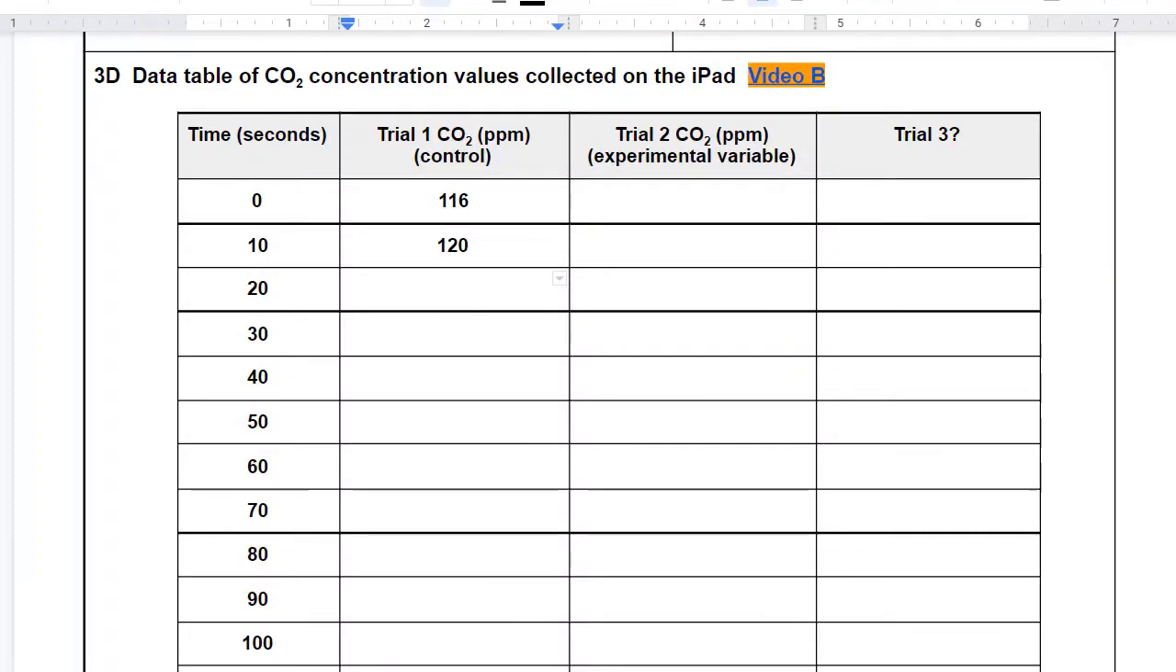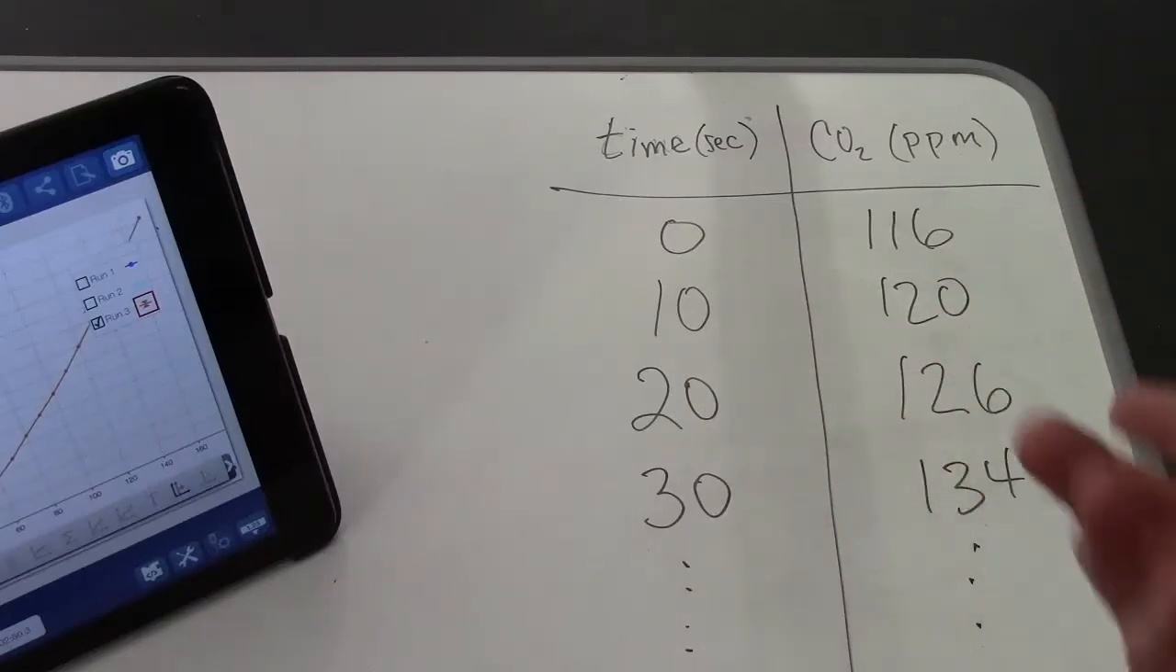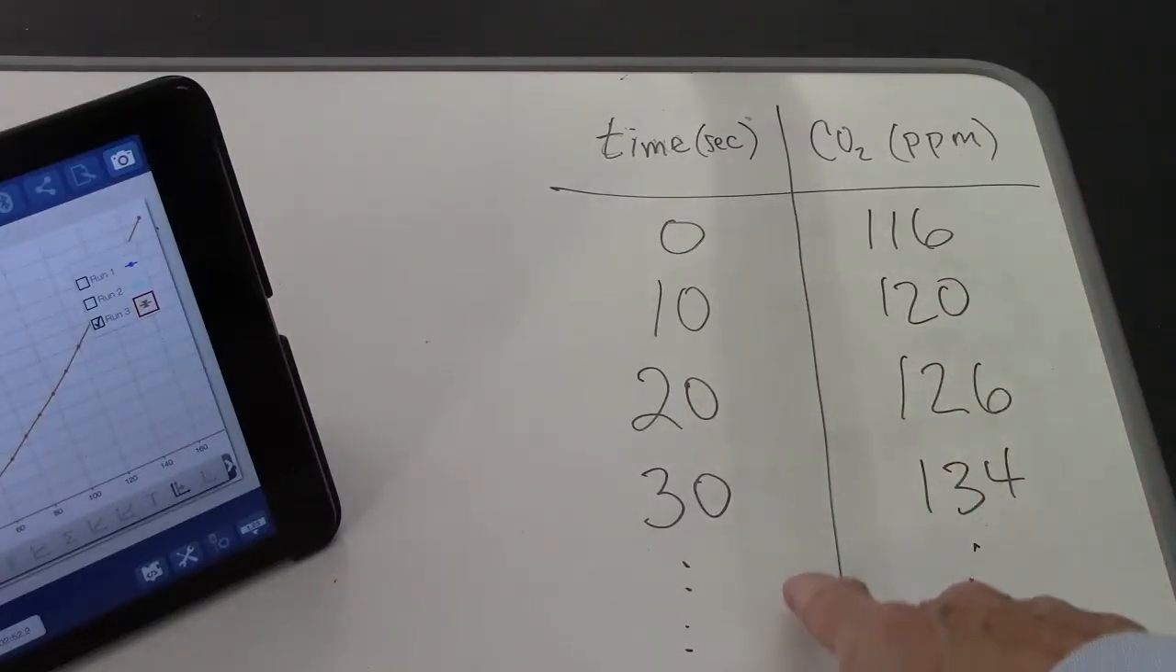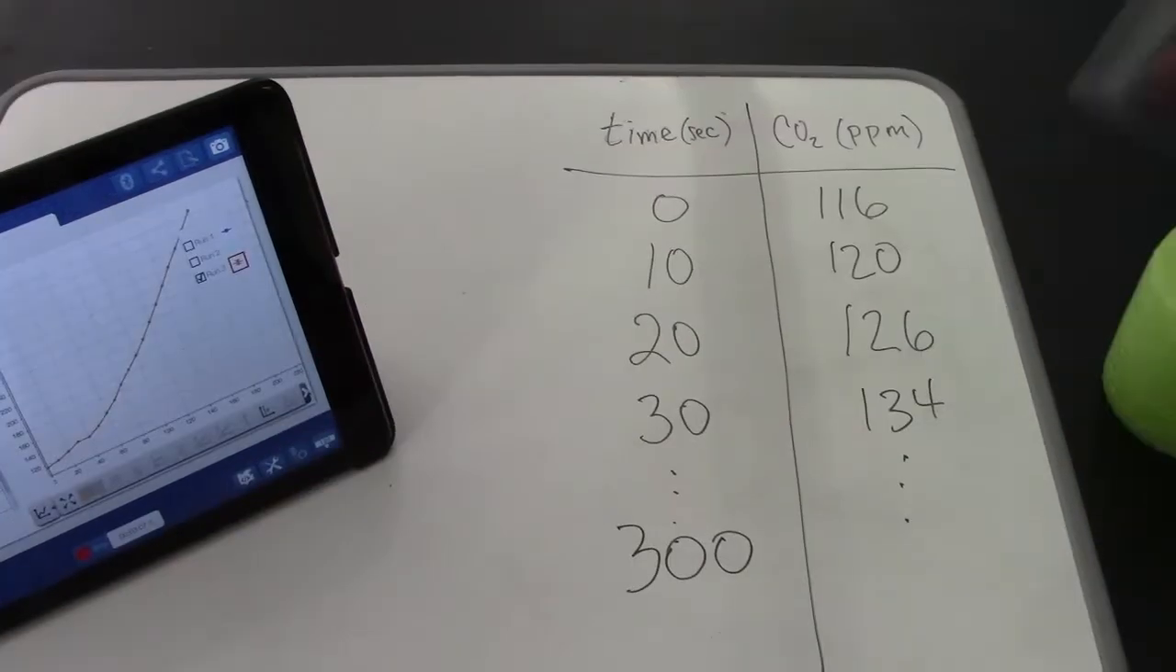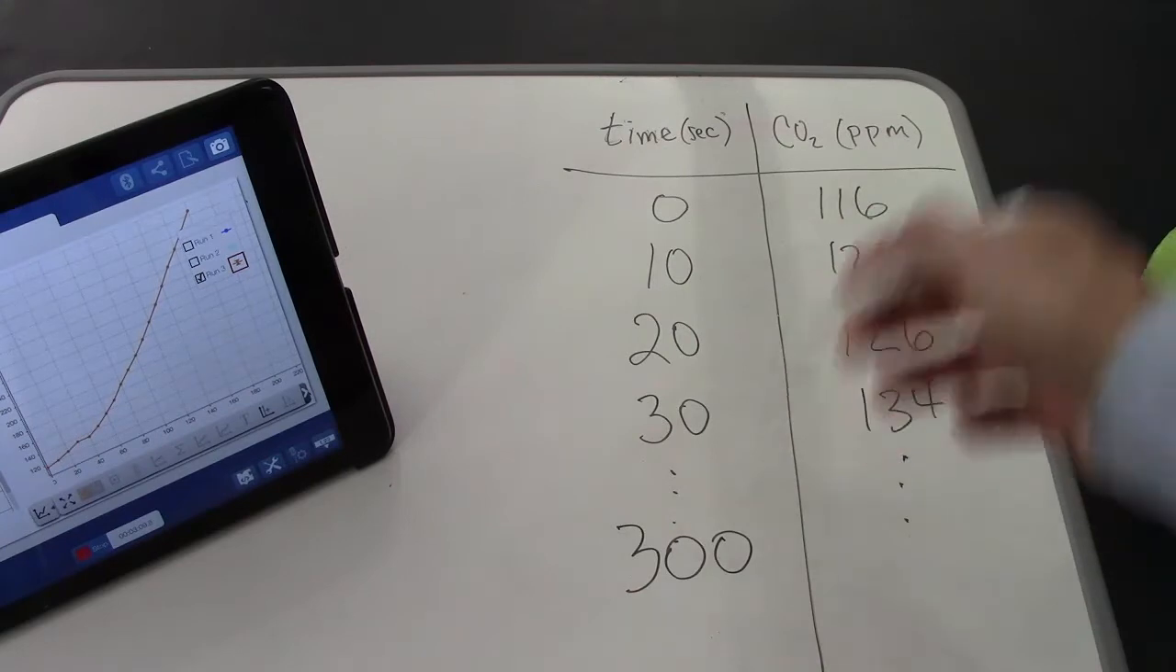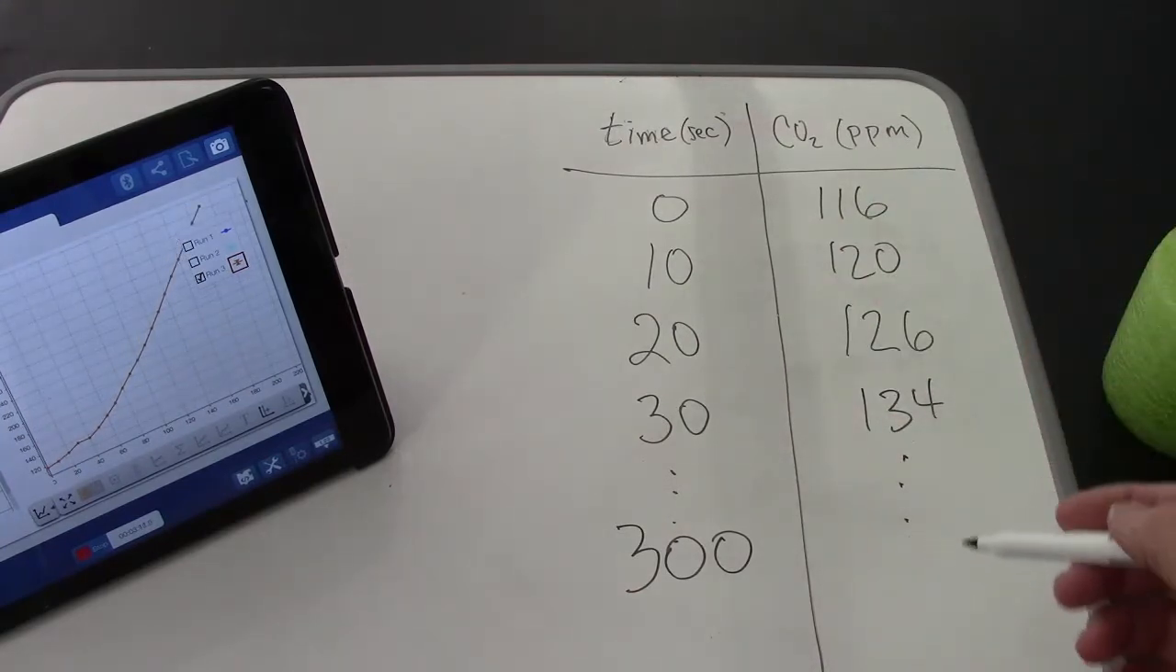20 seconds, 126 parts per million. 30 seconds, 134 parts per million. You can use a whiteboard if you like, but you have to be able to collect data points up to 300 seconds. That's 5 minutes. 300 seconds will give you enough data points where you can clearly see a rate, clearly see trends.